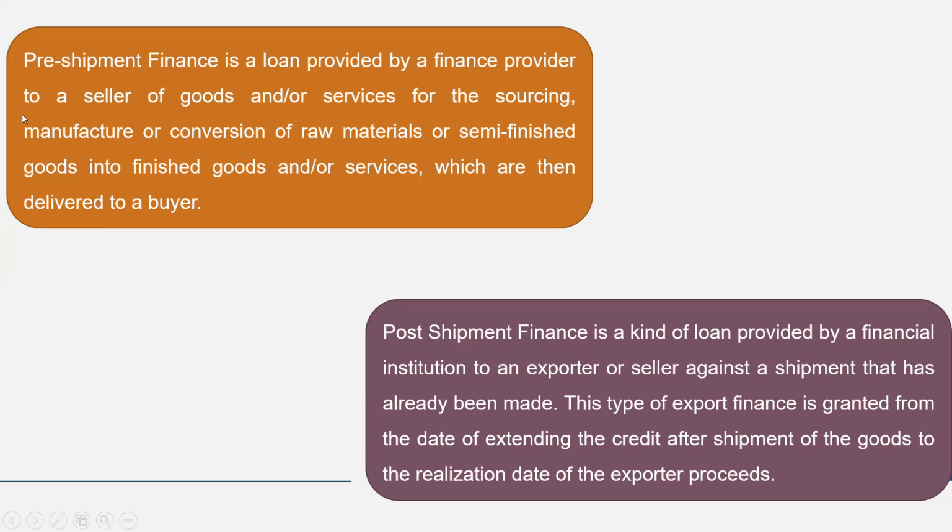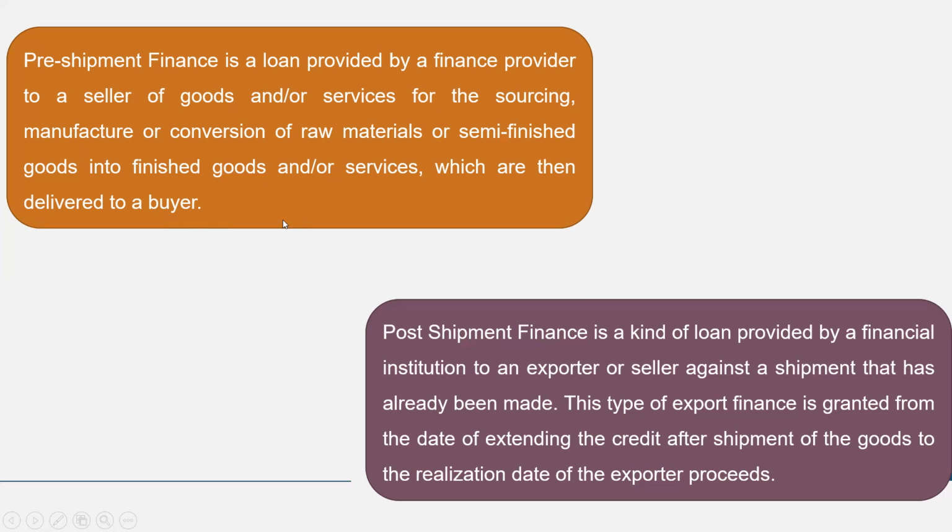And if at the initial stage the exporter does not have sufficient finance, he can take a loan from the bank. So therefore, we say that pre-shipment finance is a loan provided by a finance provider, which is a bank, to a seller, that means an exporter, of goods or services for the sourcing, manufacturing, or conversion of raw material or semi-finished goods into the finished goods and or services, which are then delivered to the buyer.